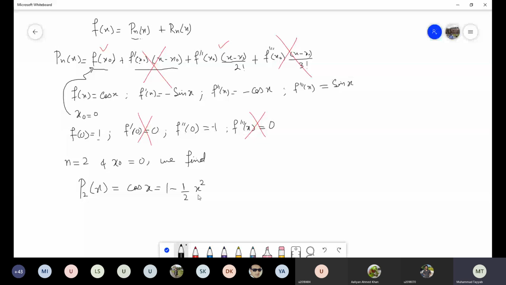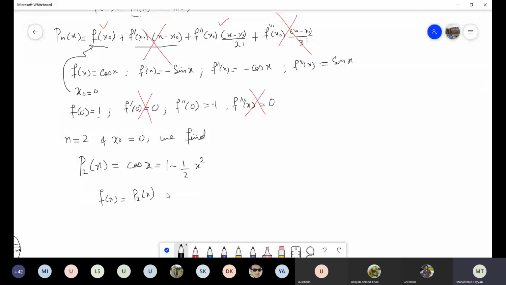और अगर मैं इसका टोटल पॉलिनोमियल लिखता हूं विद द हेल्प ऑफ दिस इक्वेशन स्टार, आई कैन जस्ट राइट इट एज f of x is equal to p2 of x plus r2 of x. तो ये क्या बनेगा? This will be equivalent to 1 minus 1 by 2 x squared, जो कि ये चीज हमारे पास आई थी p2 of x से, plus now I'm going to write the truncation error which is very important.